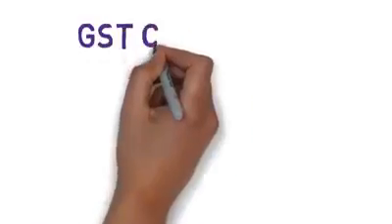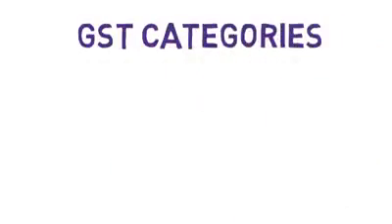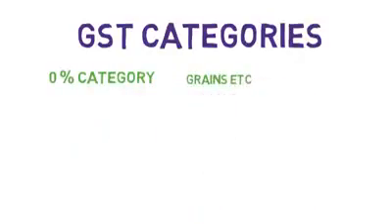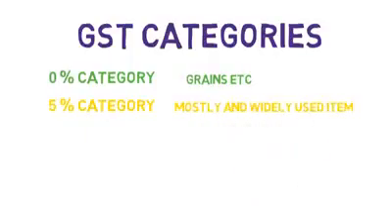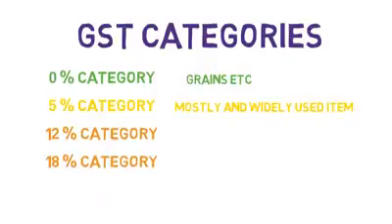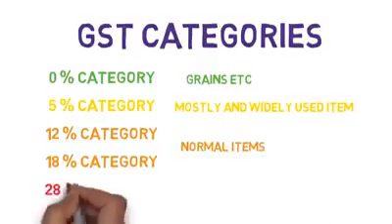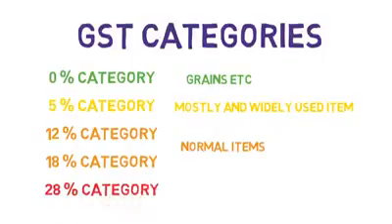We will also have 5 categories in GST in India. The 0% category will apply on food grains, etc. The 5% category will apply on mostly and widely used items. The 12 and 18% categories will apply on items which are normally used. The 28% category will apply on luxurious items.